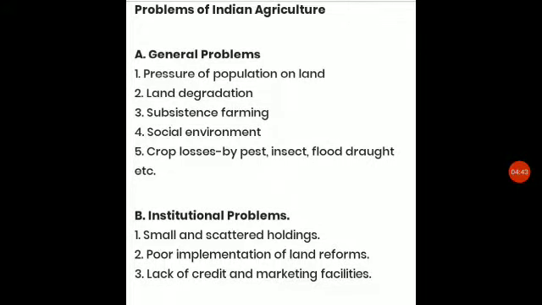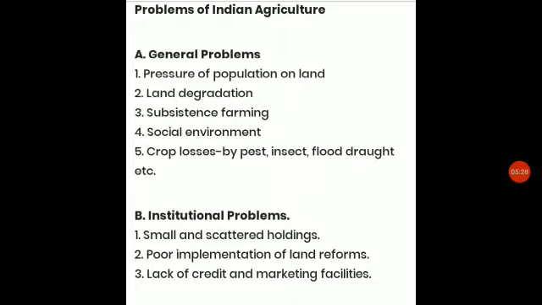Agriculture. The basic or general problems in the agricultural sector were, first, pressure of the population on land. That means the dependency on agriculture for livelihood and income was too high. Second, land degradation. The land was being continuously used. As a result, the fertility of the land was getting reduced, and no chemical fertilizers or outside resources were used to regain the land's fertility.